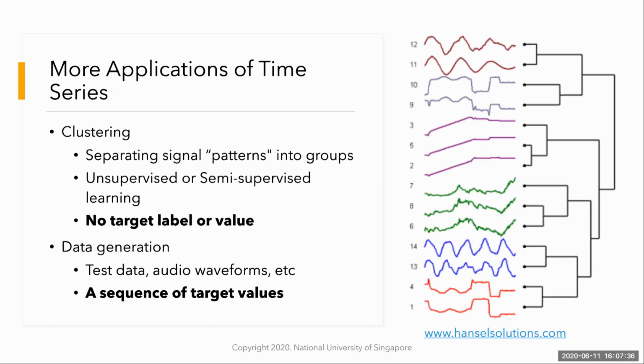For more applications of time series, we do clustering with it. This is an example of hierarchical clustering where you take different patterns and try to cluster them. This is when you have no labels. You can also do data generation. Right now we predict just the next value. What if I can predict the next 10 values? Then it becomes more like a data generator. Those are the common things. Here's where a neural network is better, because it generally supports multiple values automatically. But those are more advanced.